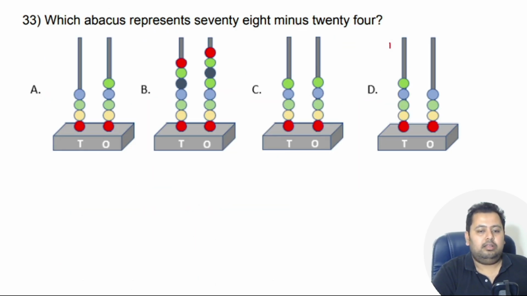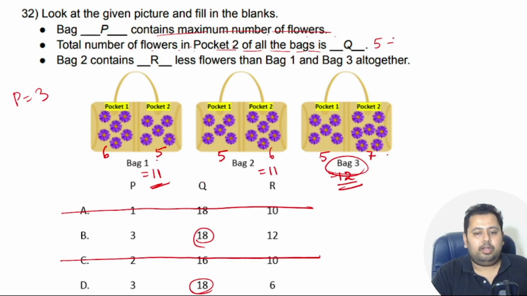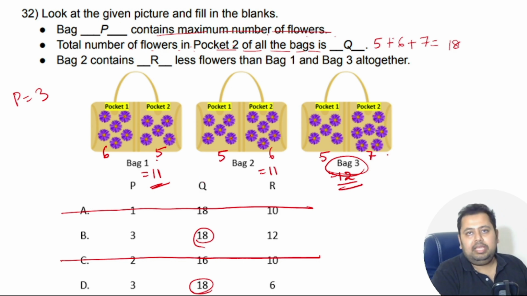Sorry, I'll just go back. Yeah. So pocket number 2. In bag 2, there are 6 flowers in pocket number 2. In bag 3, there are 7 flowers in pocket number 2. If you just add all of it, you will find it as 18. Although we already deduced that it has to be 18 because the two options that are there can only be 18.